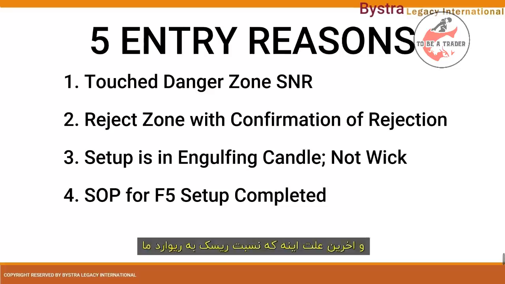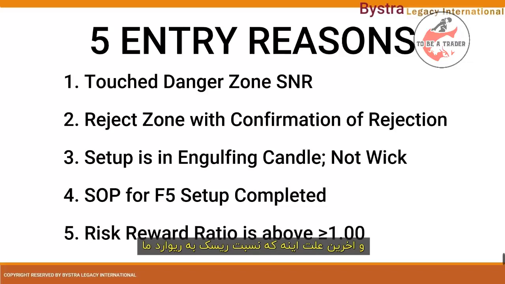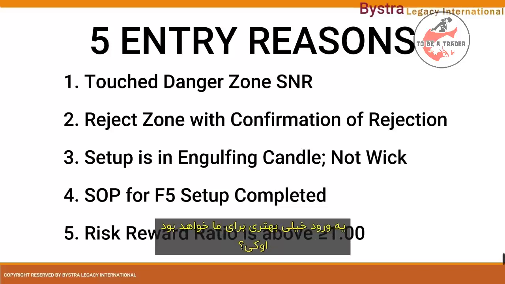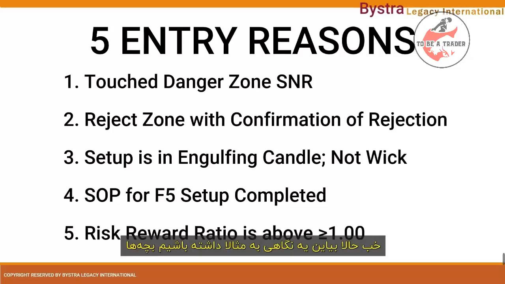And the last reason, our risk reward ratio must always be above 1.0. So it means that if you risk 20 pips, your reward has to be at least a minimum of 21 pips. If can, the higher the better, then it will be a much better entry for us. Okay, so let's have a look at the example guys.